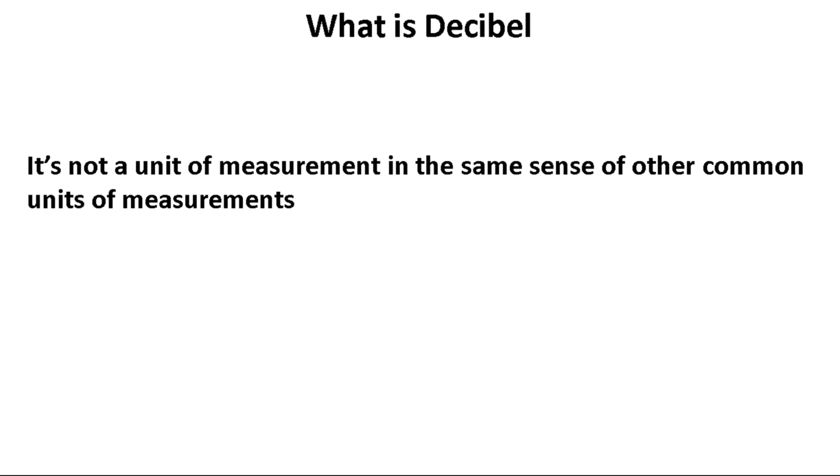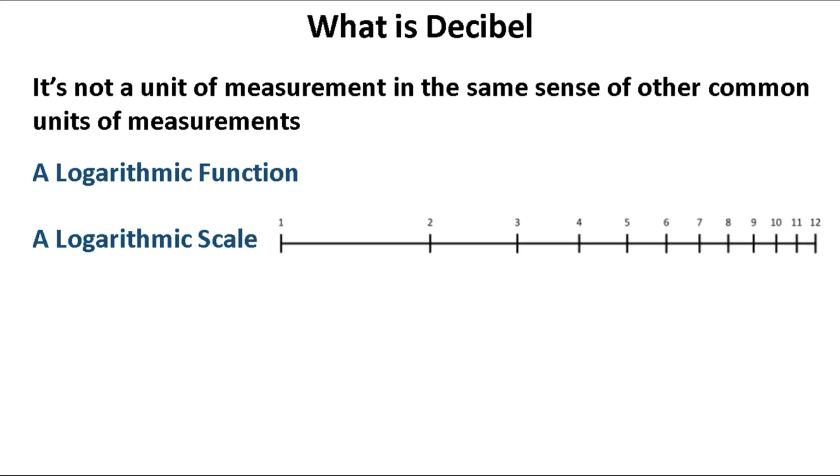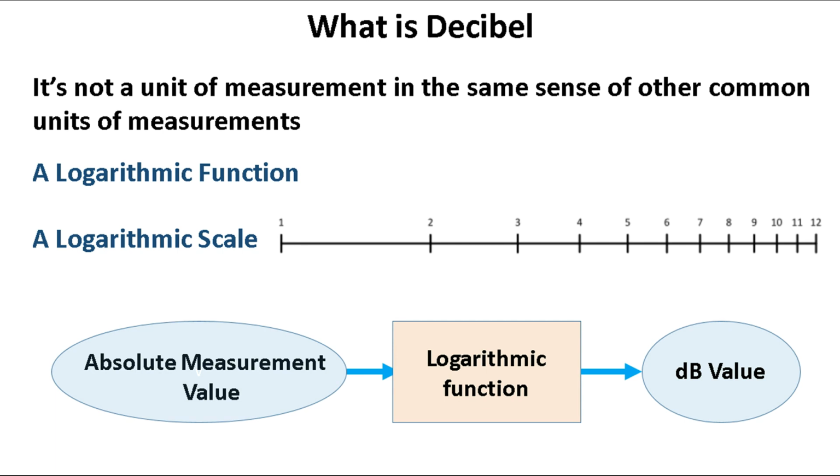Well, it's just an indication that this number has been calculated using a logarithmic function or measured using a logarithmic scale. Okay, so basically the logarithmic function converts the absolute measurement value to a dB value. And the question is, why not stick with the absolute measurement value? Why do we have to use the logarithmic function? Well, that's what I will explain in the next slide. Let's take the example of a sound signal and see how decibel is being used.